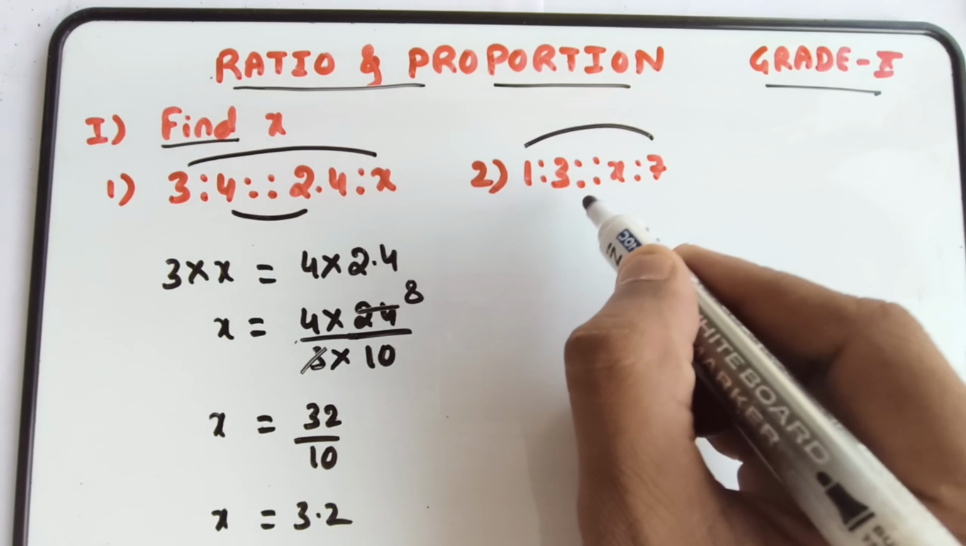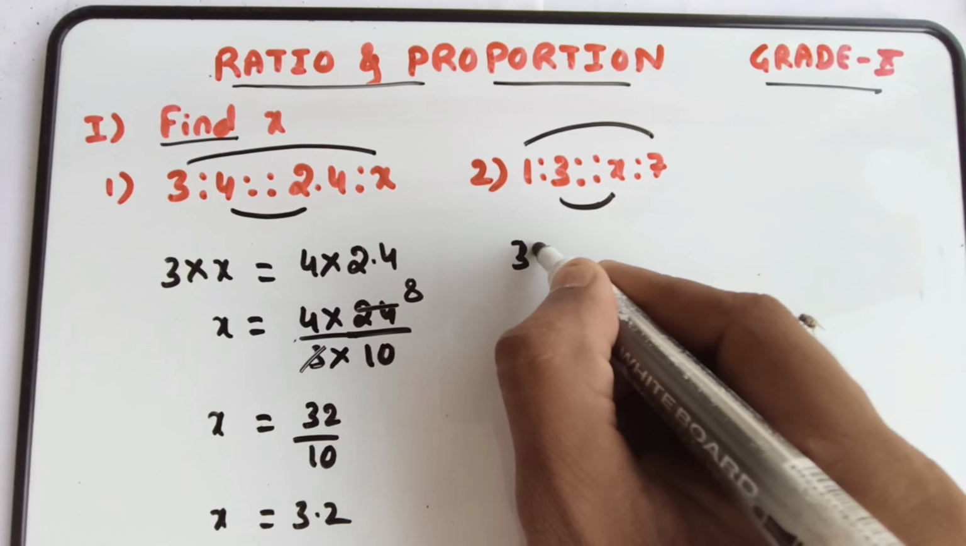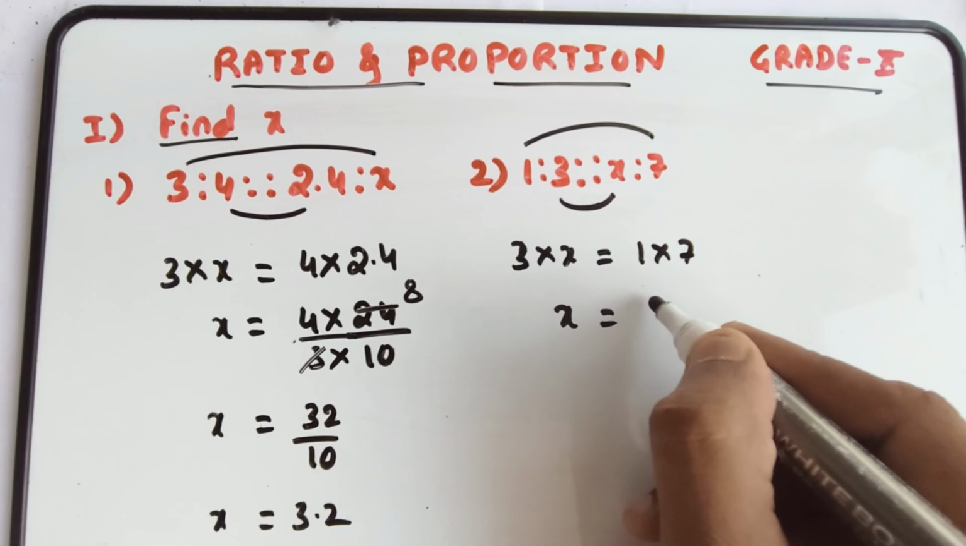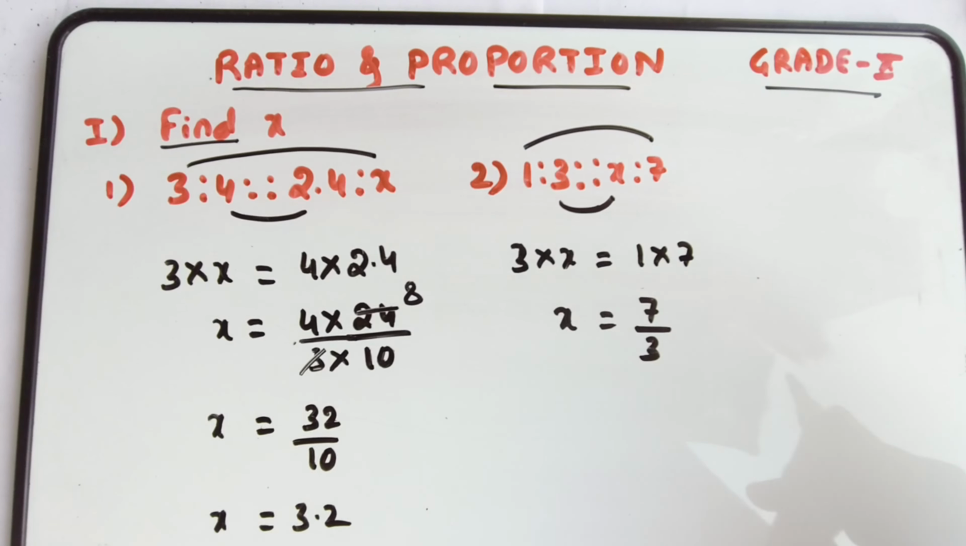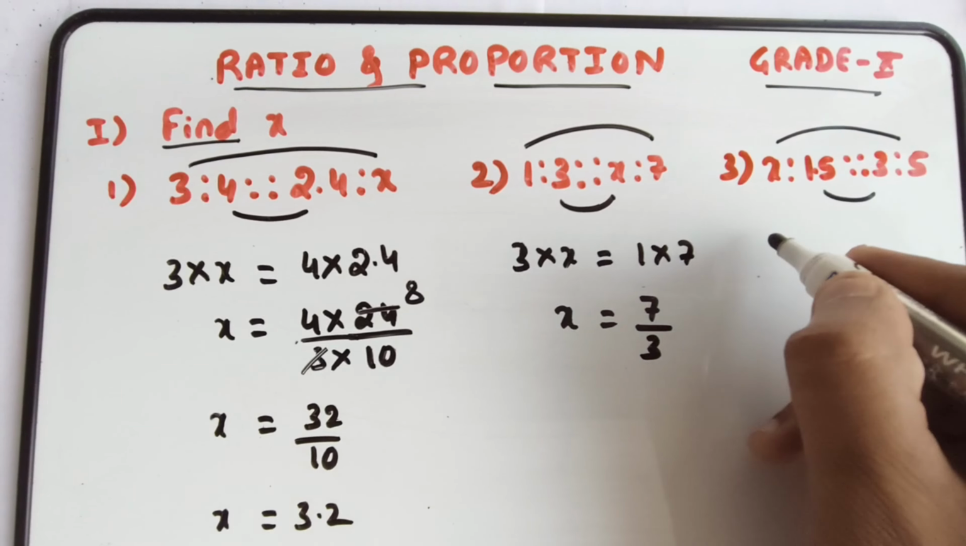Similarly, multiply the extremes and means. The product of means is equal to the product of extremes. 3 into x is equal to 1 into 7. 7 ones are 7 divided by 3. The answer is 7 by 3. Let us take the third question.